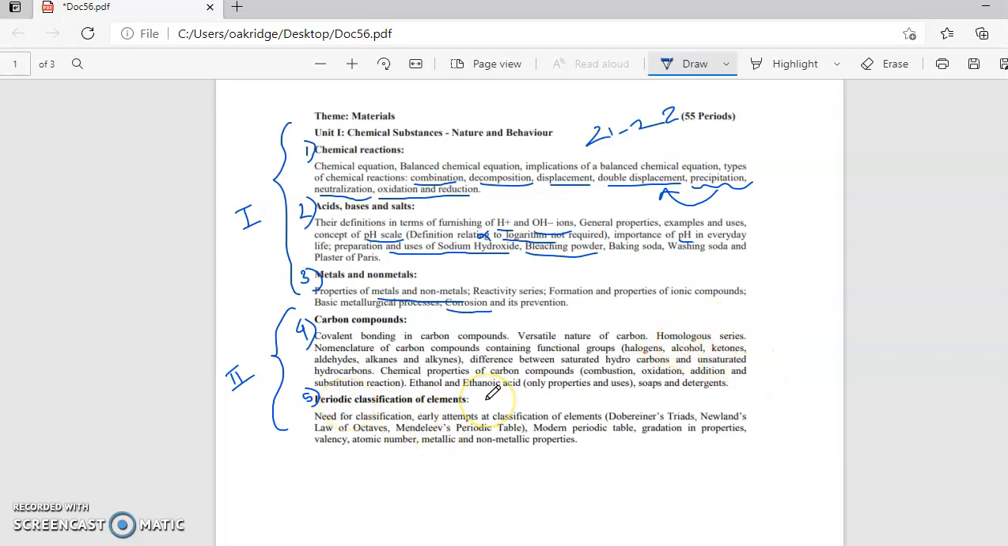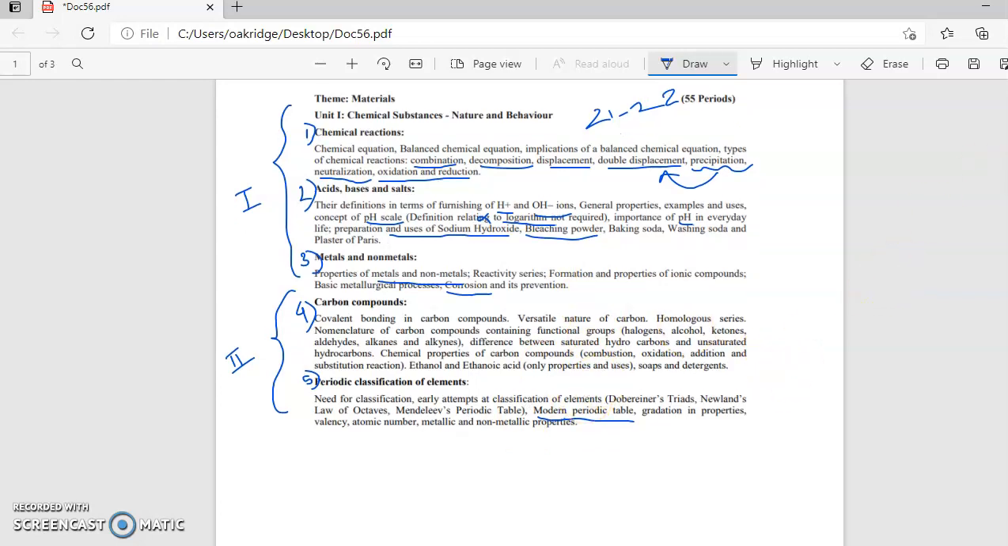And the last chapter in chemistry is periodic classification of elements. This is basically an attempt at the classification of elements, how the elements are classified into proper groups and periods. We are learning the modern periodic table now, but how did the modern periodic table evolve? We will see the evolution, which starts from Dobereiner's triads, Newlands' law of octaves and Mendeleev's periodic table, and then the trends in groups and periods, which talk about valency, atomic number, metallic and non-metallic property. It's a very easy chapter, and it doesn't involve any chemical equations or reactions, so it's just a theoretical part. So these are the 5 chapters which we have.